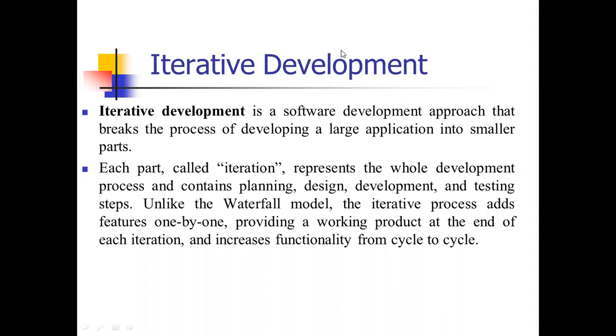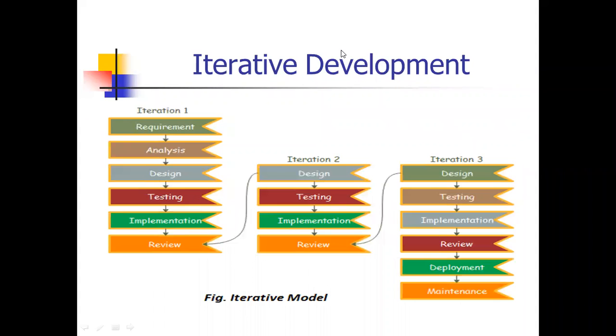So here you can see the iterative development and the iterations. This is the first iteration, which contains the several steps of the software development life cycle. Then the second iteration contains some steps, and we start from a previous step. Then the third iteration. These are the several iterations in the iterative development model. Here, iteration one has steps like requirement analysis, design, testing, implementation, and review. In the second iteration, we start with the design step.